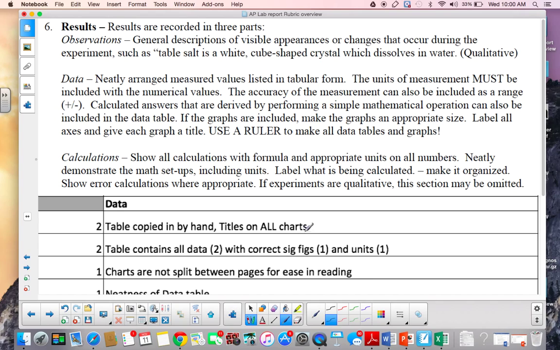Next part. The key with your results is you want to make sure they're neat. Any kind of observations, we don't do that many, but for a qualitative observation, you are going to state specifically what you see.